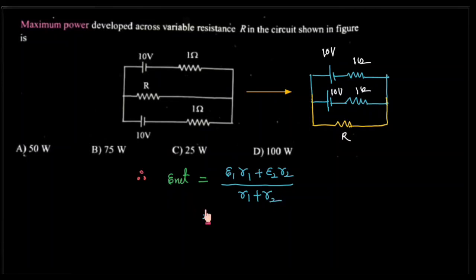So this can be written as (10 into 1 plus 10 into 1) by 2, that is equal to 10 volt. So epsilon net is equal to 10 volt. Then what will r net be?